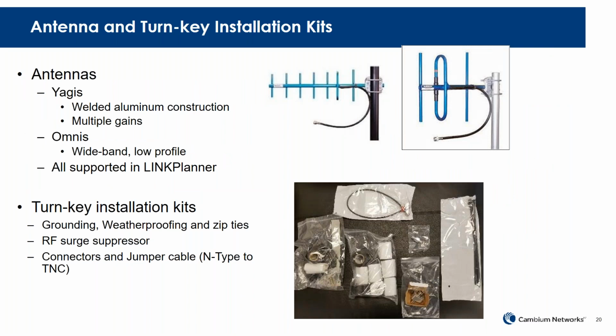I'll also just point out that we offer a number of antenna and turnkey installation kits. We offer both Yagis and Omnis in all the different bands. And then we also offer this turnkey installation kit. So you can purchase the antenna as part of the bill of materials, and then also get the installation kit, which adds all the surge suppressors, the wire ties, weatherproofing, and the jumper cable to get you from the inside of the cabinet to the bulkhead mount on the cabinet. So a nice complete system for dropping the cnReach radios anywhere into the operation.